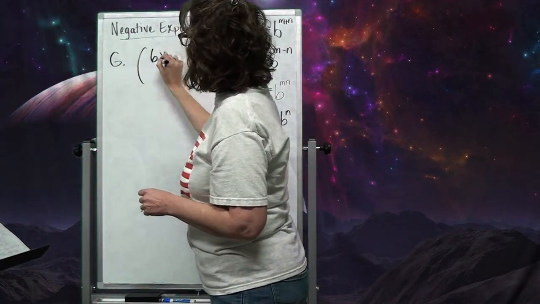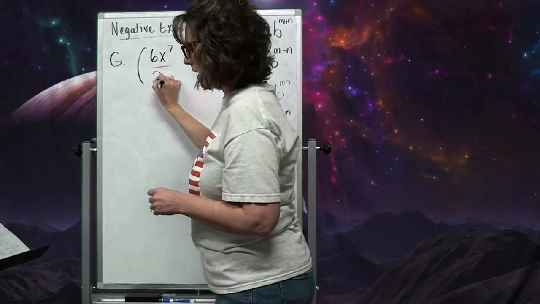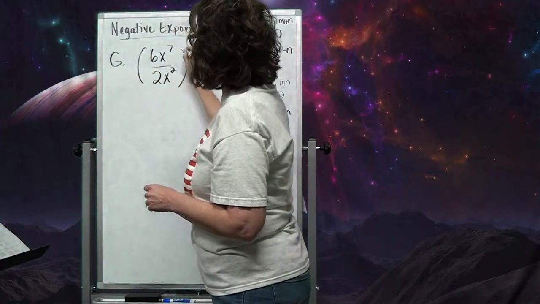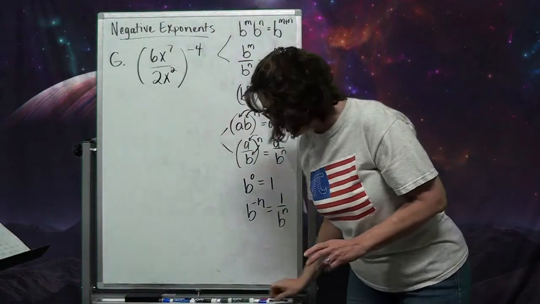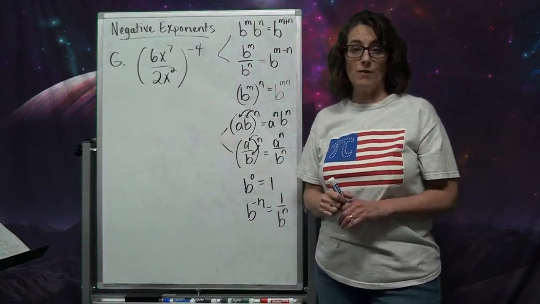So I've got a 6x to the 7th over a 2x squared, all raised to the negative 4th power. Once again, I'm going to show you that there are multiple ways of doing this.